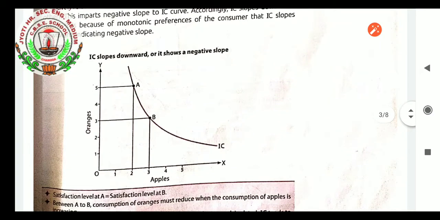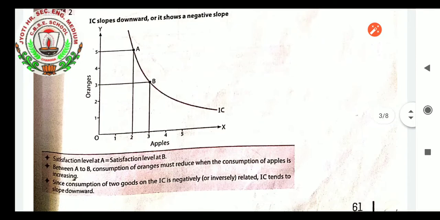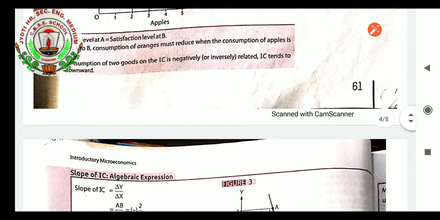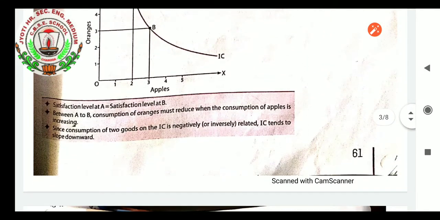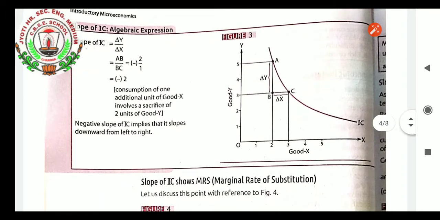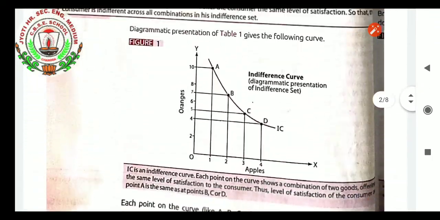Now, IC slopes downward, or it shows a negative slope. Why does it show a negative slope? Because as it moves from the top to the bottom, you see the number of the good is decreasing. The demand, taste and preference for a particular commodity is decreasing, as the satisfaction level is over. So the satisfaction level at A equals the satisfaction level at B, where between A and B the consumption of oranges must reduce while the consumption of apples is increasing. Since the consumption of two goods on the IC is inversely related, here I will be showing the data which I was telling you about, and then it will be known to you.